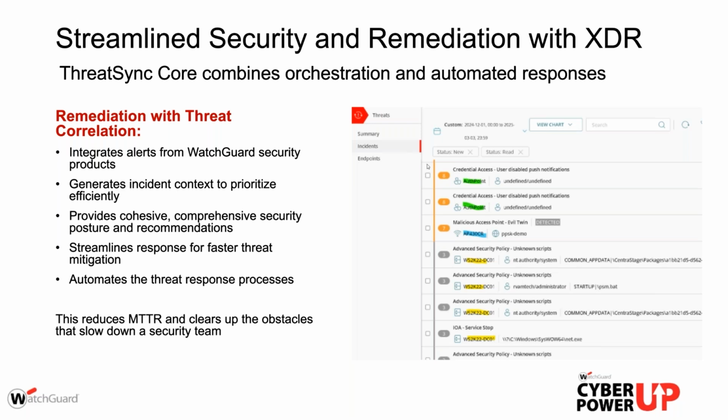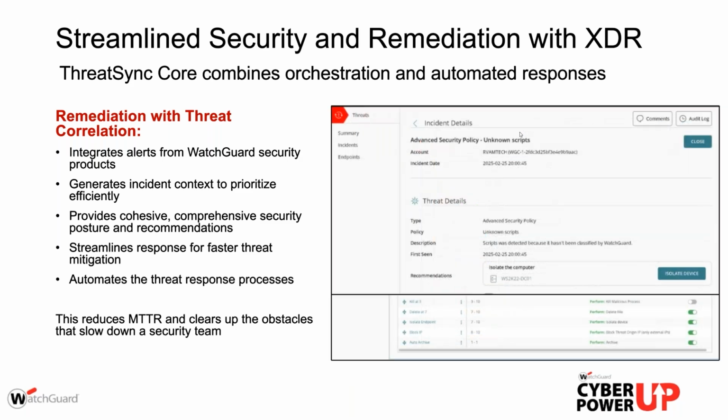So you can see over here on the right-hand side, among these incidents, I can see things relating to identity, like credential access. And in this case, you can see the user disabled push notifications. I can see a malicious access point, evil twin, has been detected by one of our APs. And then down towards the bottom, I can see advanced security policies for our endpoint product is detecting unknown scripts, as well as an indicator of attack that was stopping a specific service. In this case, syswow64net.exe, which is built into Windows.